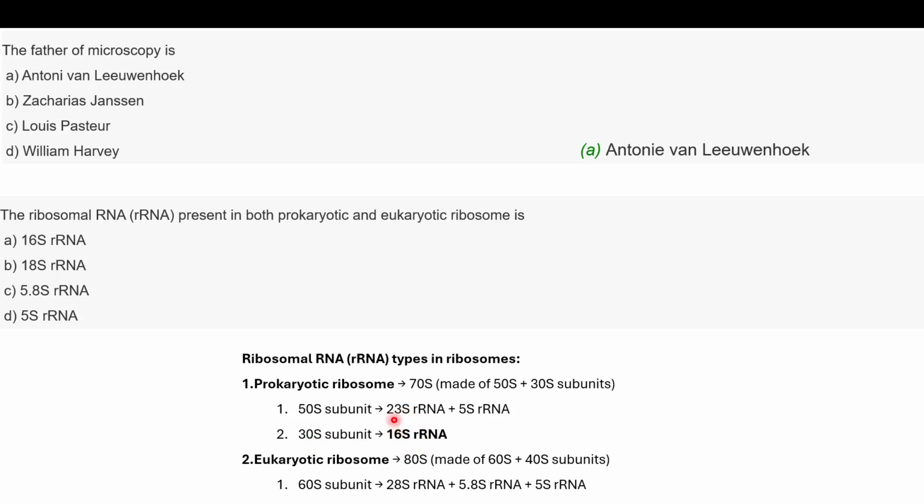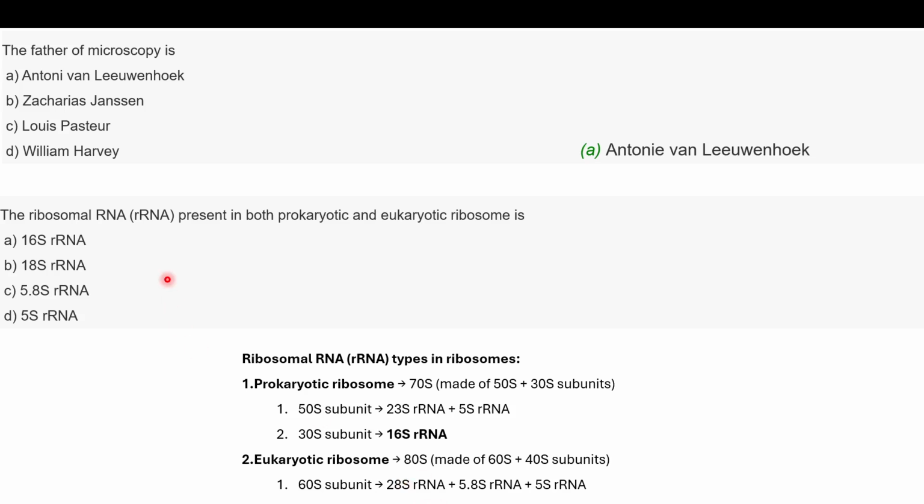All these values, the 16, 23, again refer to the time taken for centrifugation. So 16S ribosomal RNA is actually approximately 1500 nucleotides long. So when we talk about eukaryotic ribosomes, the complete complex is 80S, where it is made up of 60S larger subunit, 40S smaller subunit. 60S is again made up of 28S ribosomal RNA, 5.8S ribosomal RNA, and 5S ribosomal RNA. 40S subunit is made up of 18S ribosomal RNA.